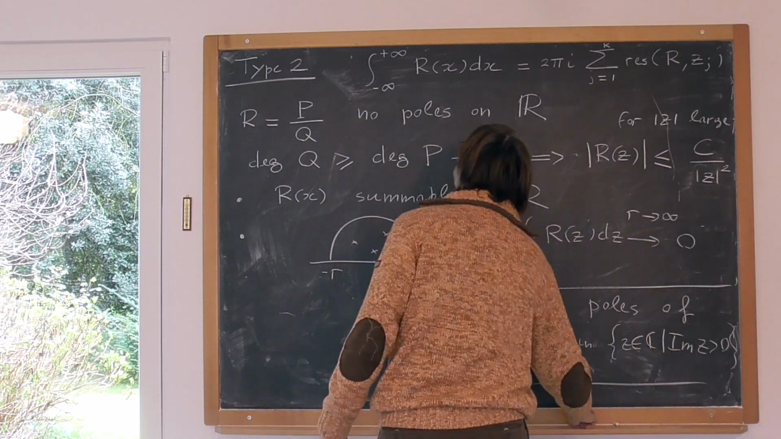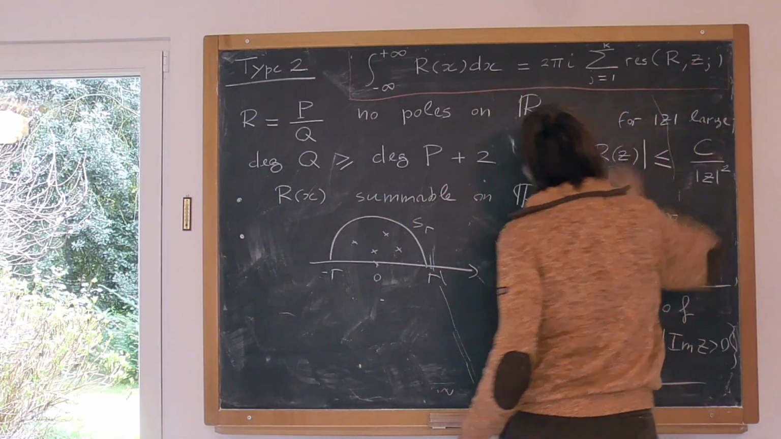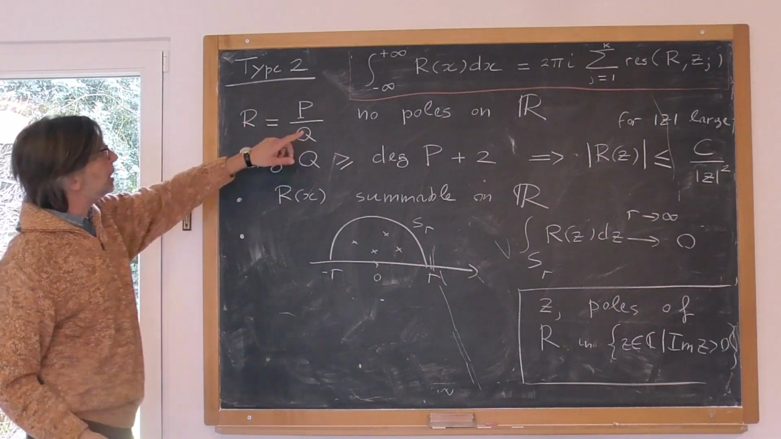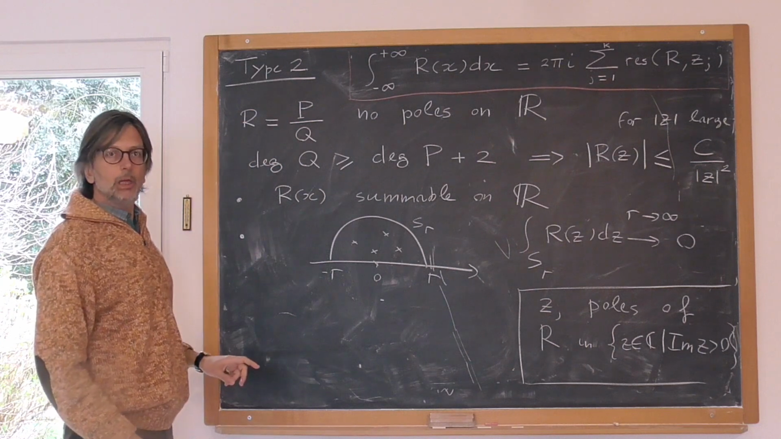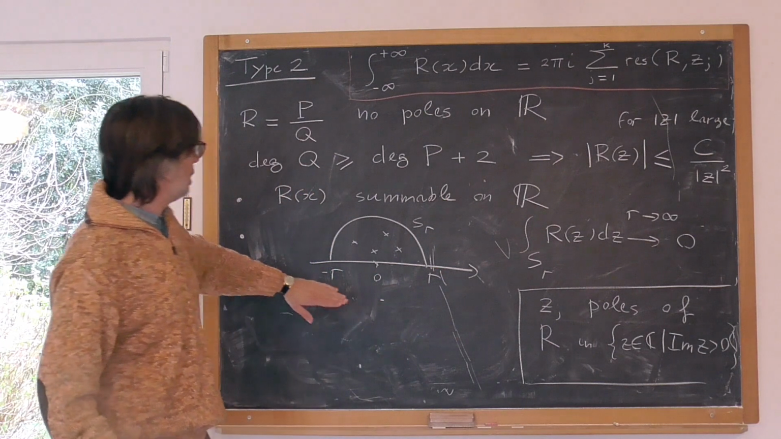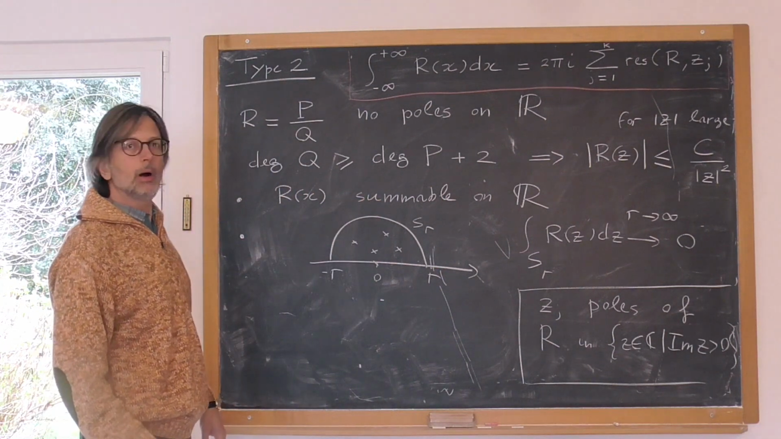Okay. So we obtain this nice formula for computing the integral of rational functions whenever the degree of the denominator is at least 2 more than the degree of the numerator. What matters are only the poles in the upper part.